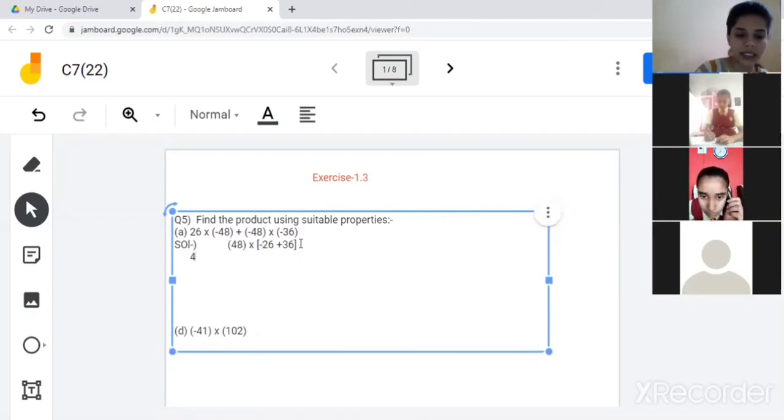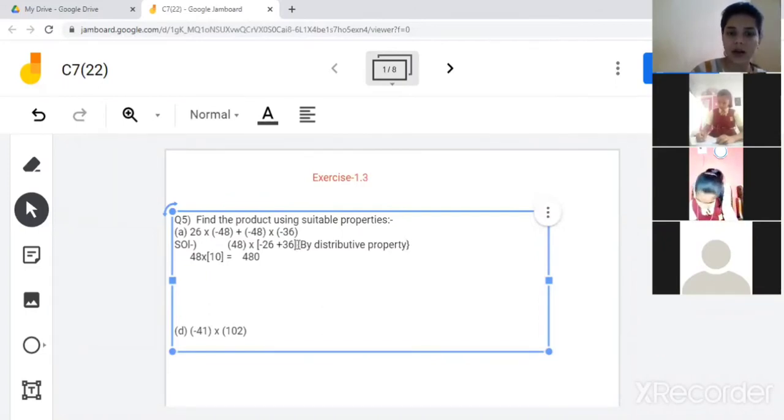Now 48 multiplied by (26 plus 36, which gives 62). Now it will be very easy for us to multiply. 48 ones are 48 and 0. So this will be our answer, children. Understood this thing? What we have done, we have applied the distributive property over here. So you can write on the side: by distributive property, you can take common, add the numbers and multiply.